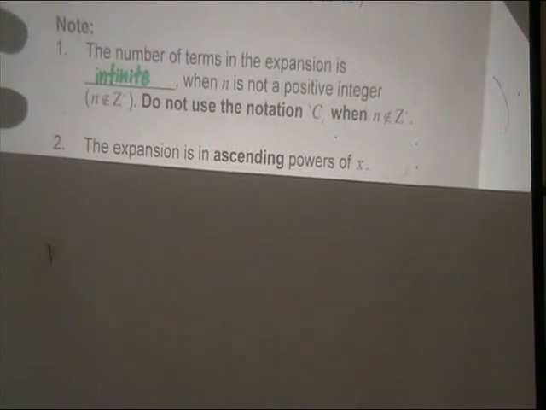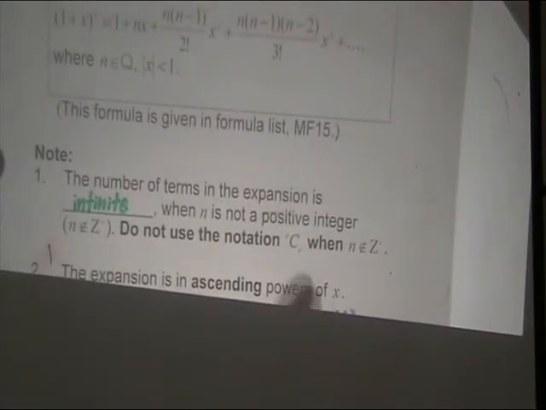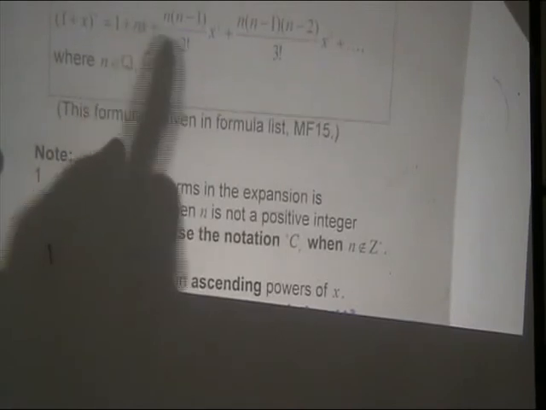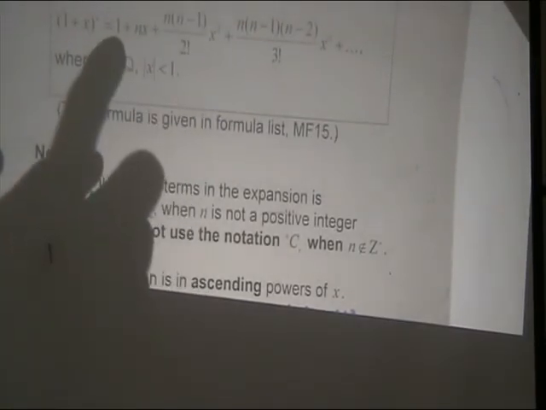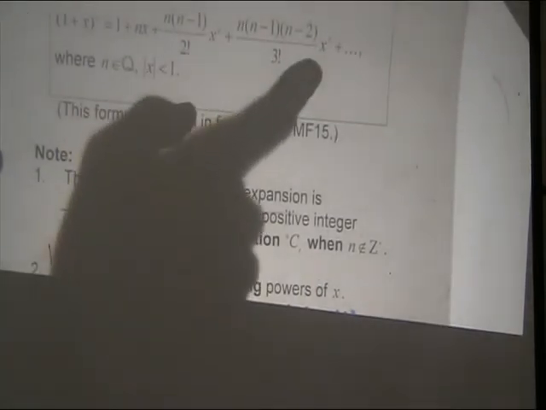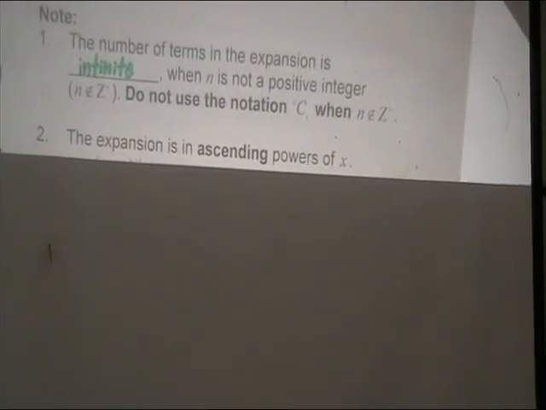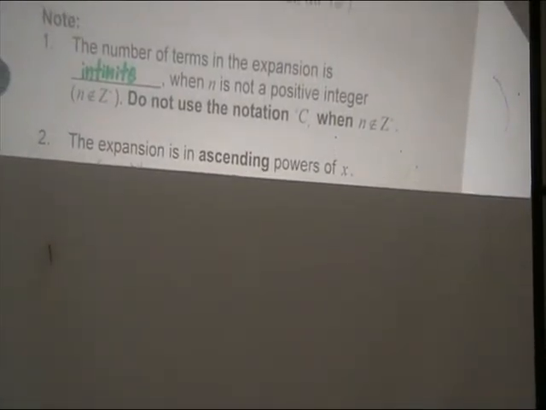Okay, point 2. The expansion is in ascending powers of x. As you can see from the formula, you have x to the power 1. The first term is actually x to the power 0. Second term, x to the power 1, x to the power 2, x to the power 3, and so on. So we say the expansion is in ascending powers of x. So we look at one example.